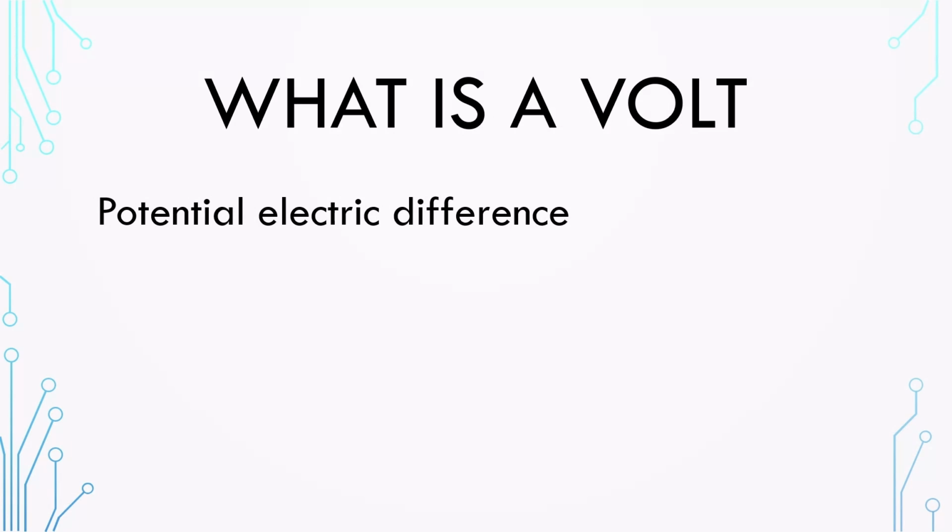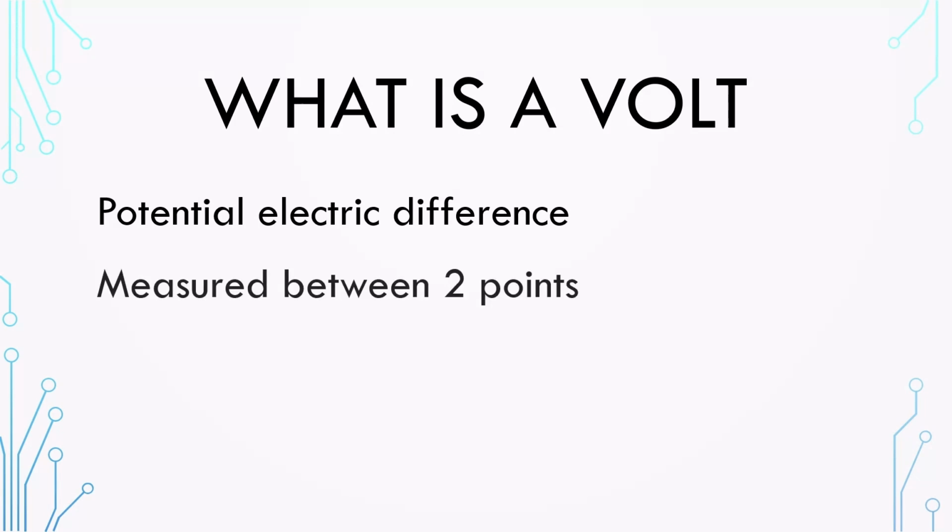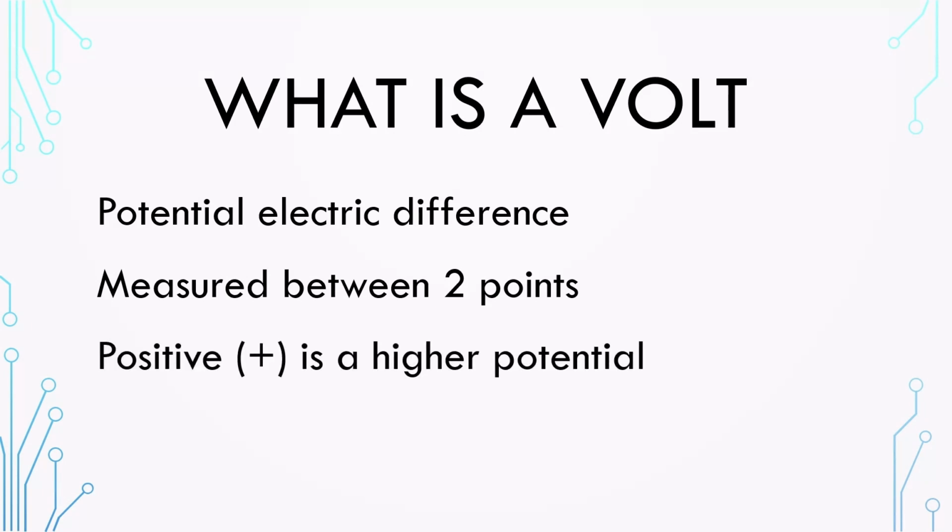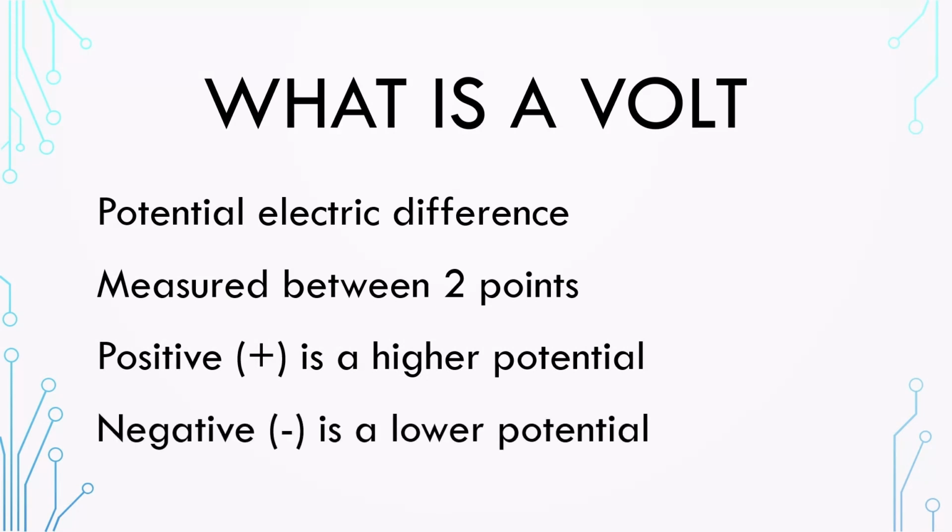So a volt is nothing more than potential electric difference. You'll also see it called EMF, or electromotive force. And it's always measured between 2 points. Remember, that's a relative term, relative between 2 points, point A, point B. The positive point is going to be a higher potential, and of course the negative point is going to be the lower potential.